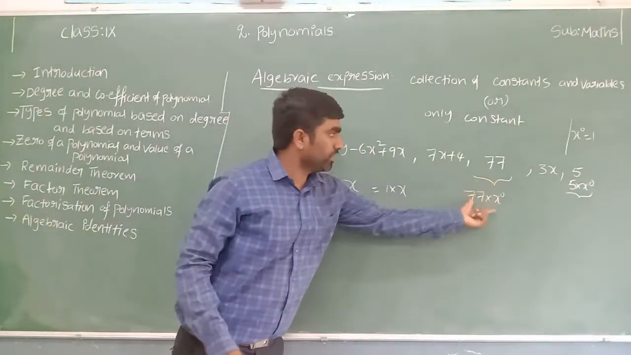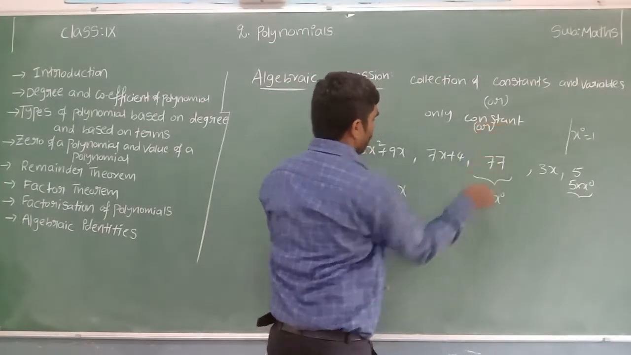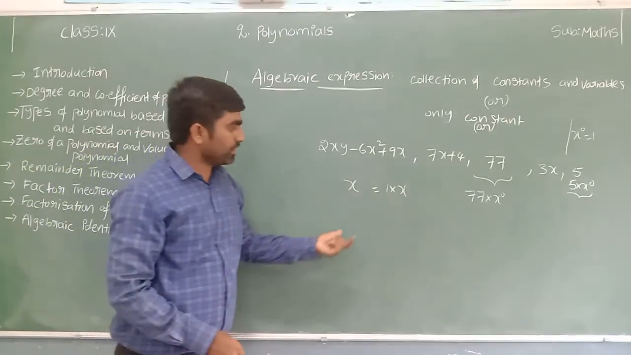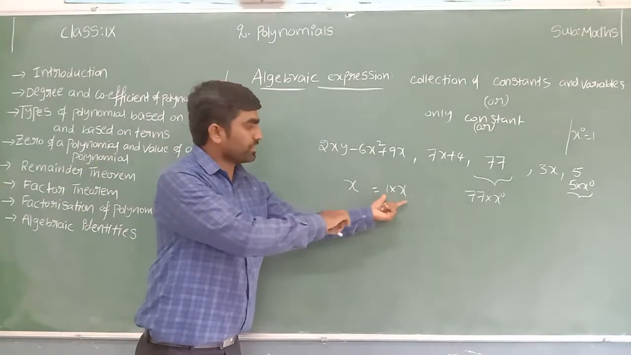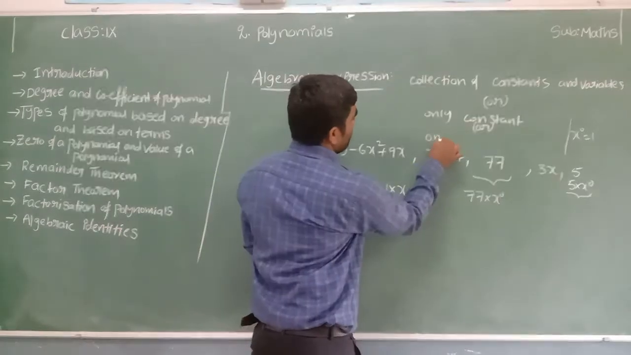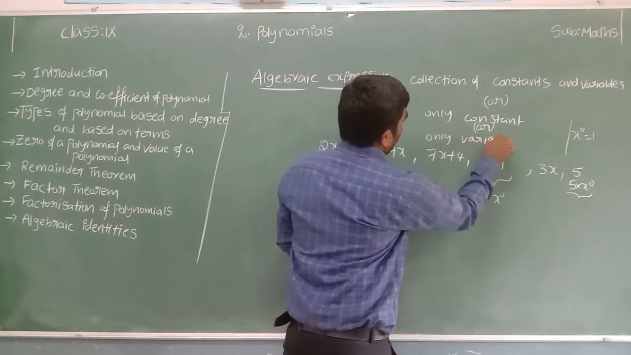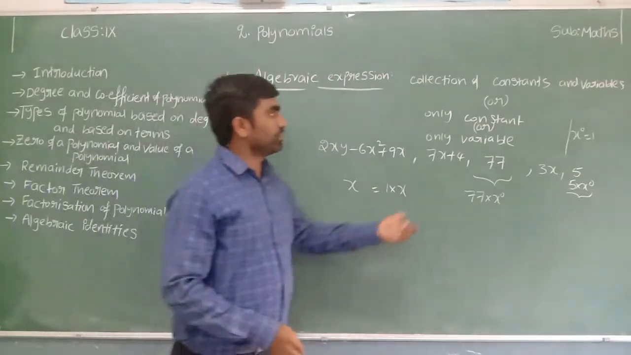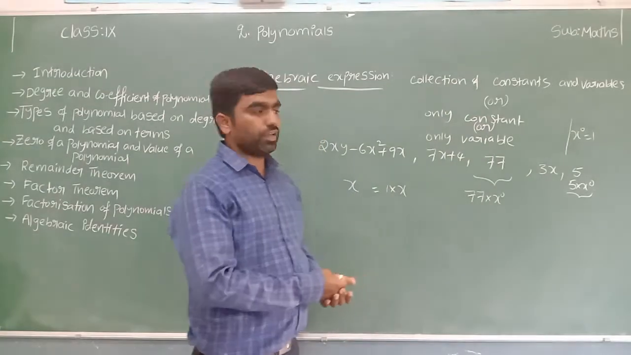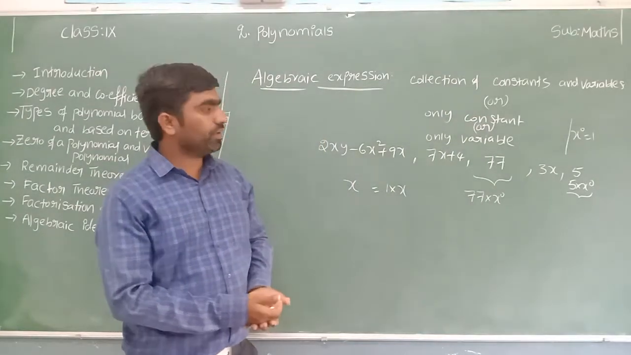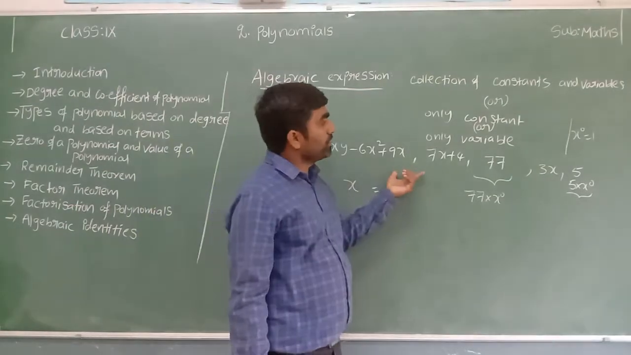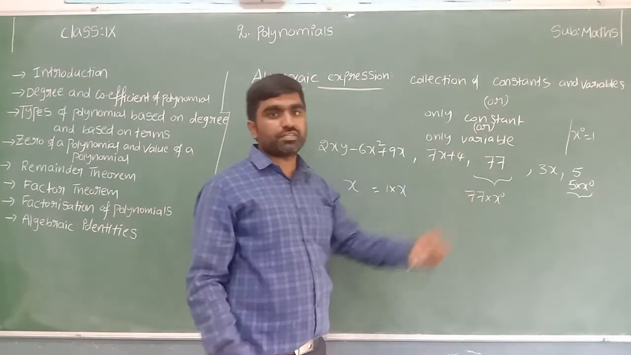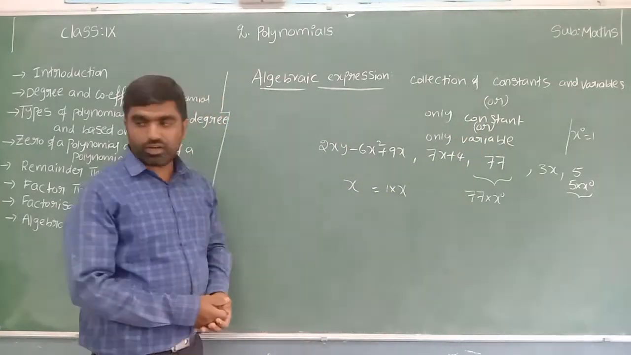Here we observe, or only a variable if we take, even only a variable is also called an algebraic expression. The reason is we can express it as a collection of constants and variables. So these three different ways we can identify whether it is an algebraic expression or not. An algebraic expression means it contains both constants and variables, or it contains only constants, or it contains only variables. Right?